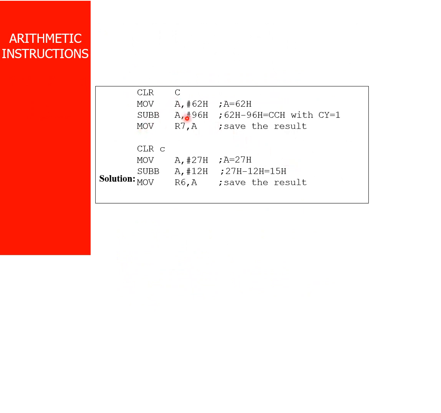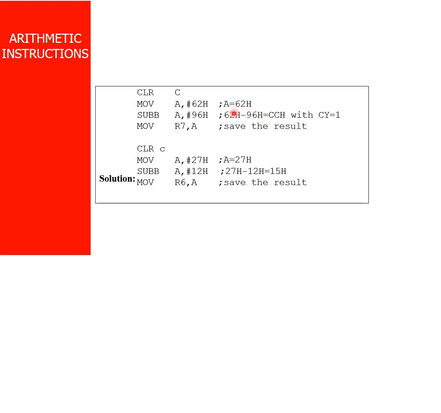Here, clear C means carry is 0. Move A, 62, SUBB A, 96 means 62 minus 96, carry is 0 here. So 62 minus 96 minus 0, that means 62 minus 96. Which number is bigger here? 96 is bigger, 62 is smaller. So 62 minus 96 is a negative number.